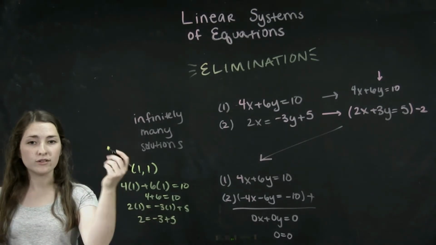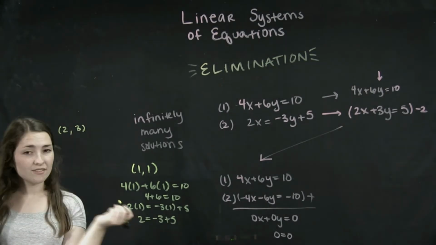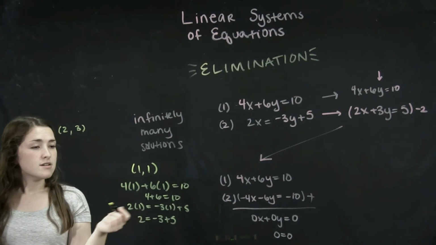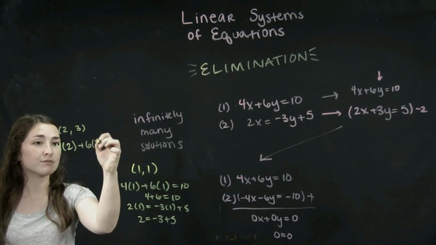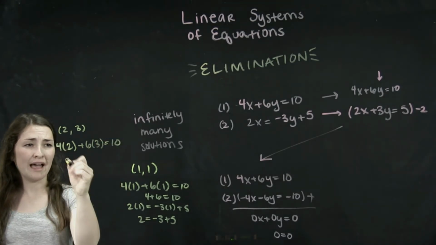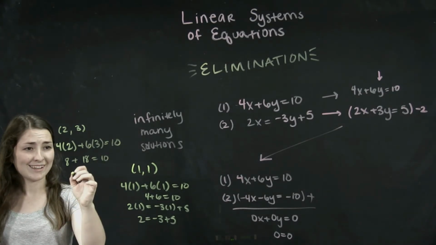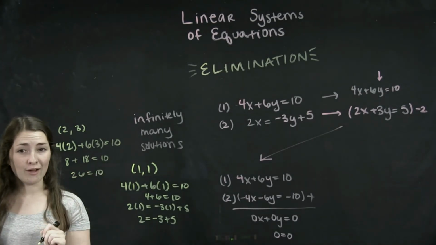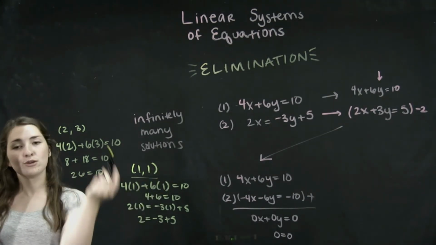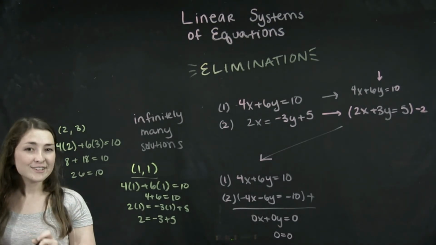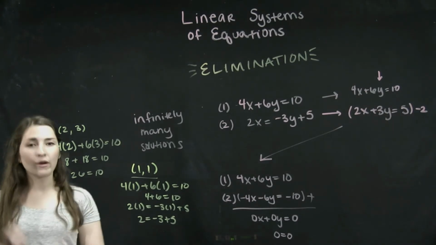However, if we thought, does (2, 3) work, which is just another random point, then we would have something like 4 times 2 plus 6 times 3, to see if that equals 10. So we have 8 plus 18 equals 10. So we have 26 equals 10. Yeah, no way, Jose. So we'll see that the point (1, 1) along this line will work, but (2, 3) does not work. So now we have officially solved our second elimination problem, and we are all equipped to go solve linear systems of equations.